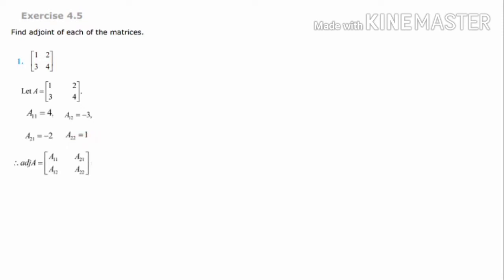So let's write the adjoint of the matrix A. Adj A is equal to, using the direct formula, the transpose. That is A11, A12, then A21, A22 in the transpose form. So let's substitute the values. A11 is 4. Then A12 is minus 3. A21 is minus 2. A22 is 1. So the answer is the matrix 4, minus 2, minus 3, 1. Next we shall discuss question number 2.